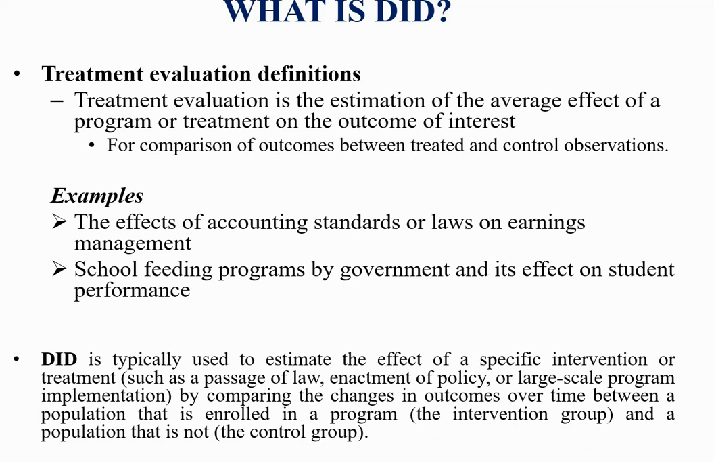So DID is typically used to estimate the effect of a specific intervention or treatment, such as a passage of law, as I mentioned earlier on, enactment of a policy, or large-scale program implementation, by comparing the changes in outcomes over time between a population that is enrolled in a program, that is the intervention group, and a population that is not enrolled in the particular program. In that case, we refer to it as what? The control group.